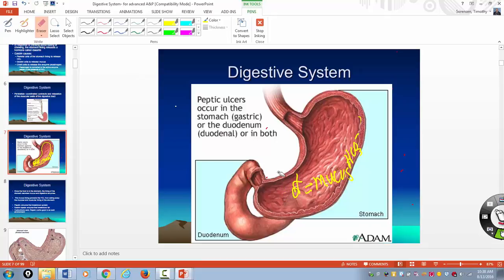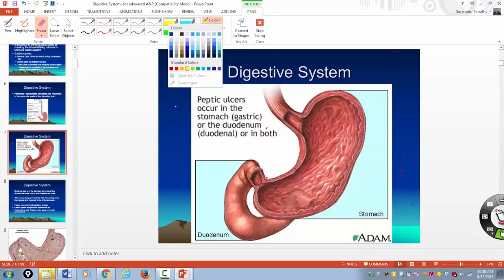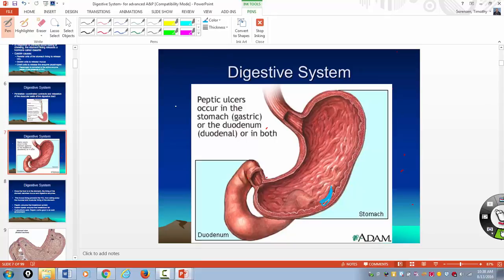Well, sometimes things don't work out right, and the hydrochloric acid and pepsin will actually begin to digest your stomach, and you will erode that, and you will get what's called a peptic or gastric ulcer. And if it is bad enough, where enough of the destruction of the stomach lining has occurred, you will get a bleeding ulcer, and that's bad.